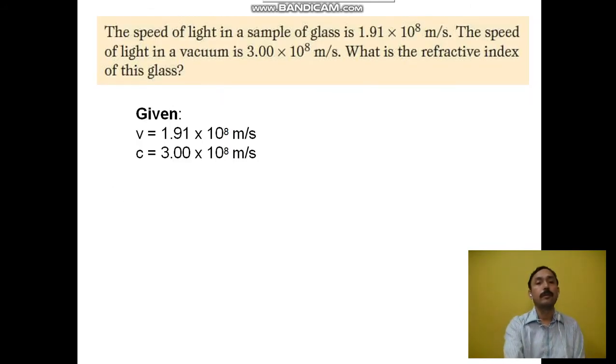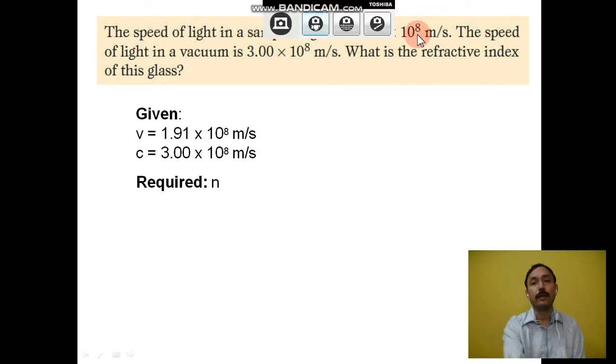Now, from this problem, first, the speed of light in a sample of glass is 1.91 into 10 to the power 8 meter per second. So you can write v equals 1.91 into 10 to the power 8 meter per second, that is the velocity of light in the medium. The speed of light in vacuum, that is c, is equal to 3 into 10 to the power 8 meter per second. Now, what we have to find out is the refractive index of the glass, that is, required is n.